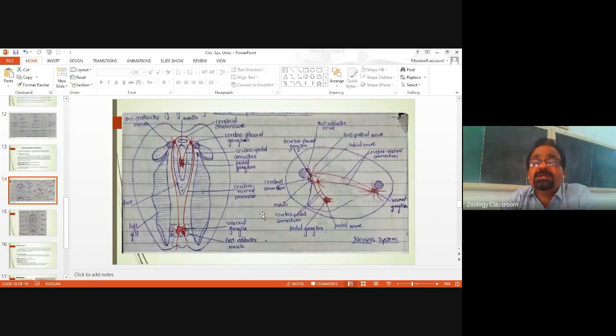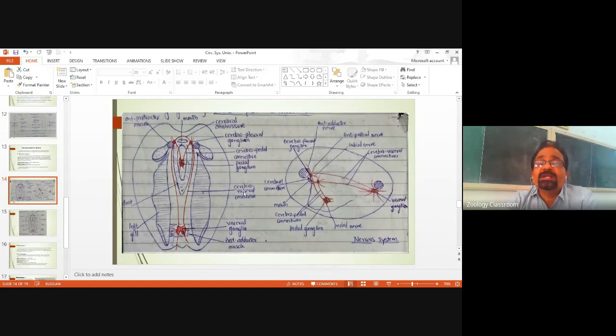The very interesting thing to note here is that, whether it is a pedal ganglion or a visceral ganglion, both of these ganglia are connected to the cerebropleural ganglia by the respective connectives. Maybe the cerebropedal connective between the pedal and the cerebropleural, maybe the cerebrovisceral connective between the visceral and the cerebropleural ganglia.